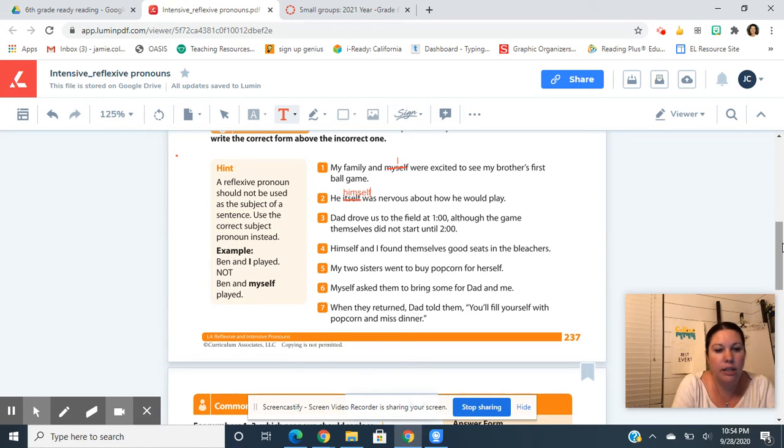Number 3, Dad drove us to the field at 1 o'clock, although the game themselves did not start until 2. Okay, so the noun here that we're looking at is game. So would we want to use themselves to represent game? No, for sure not, right? So I'm going to cross that out because it's a game. The game is not plural, and we want to change that. So instead of the game themselves, it would be the game itself.